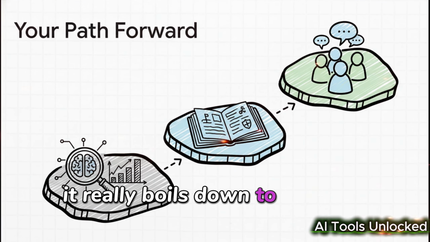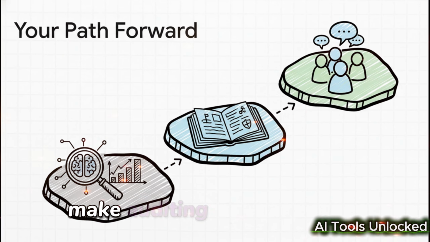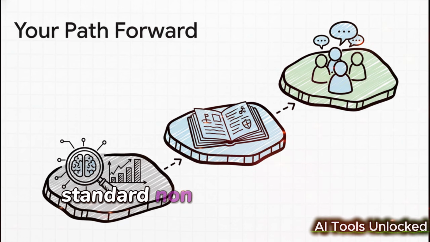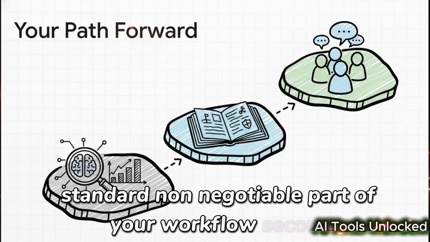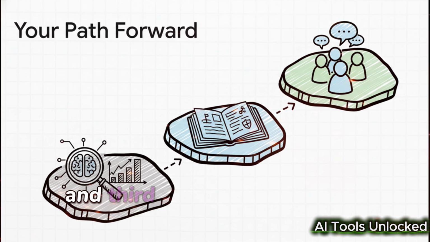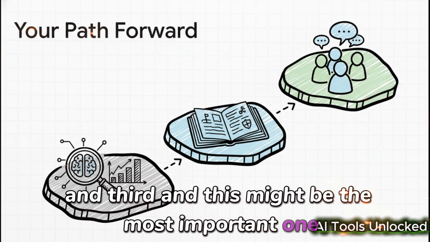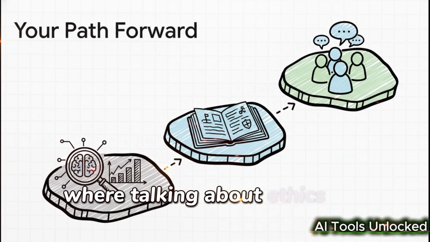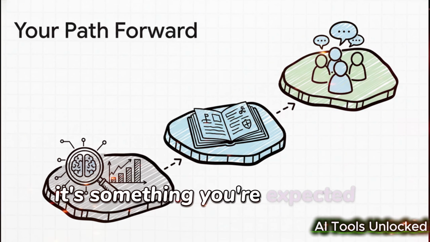So, what's the path forward for you and your team? It really boils down to 3 key things. First, make auditing for bias a totally standard, non-negotiable part of your workflow. Second, keep your finger on the pulse of the regulations in the places you do business. And third, and this might be the most important one, build a team culture where talking about ethics isn't just okay, it's something you're expected to do.